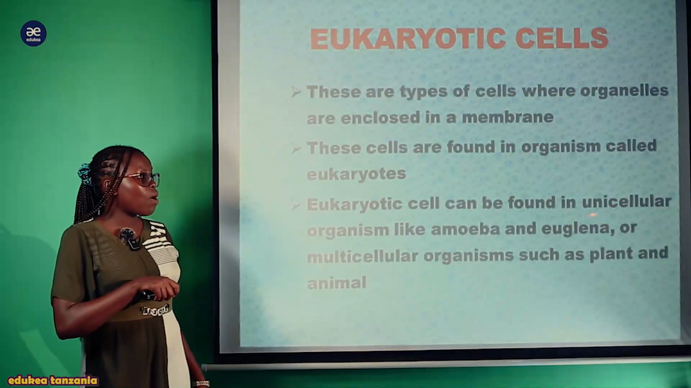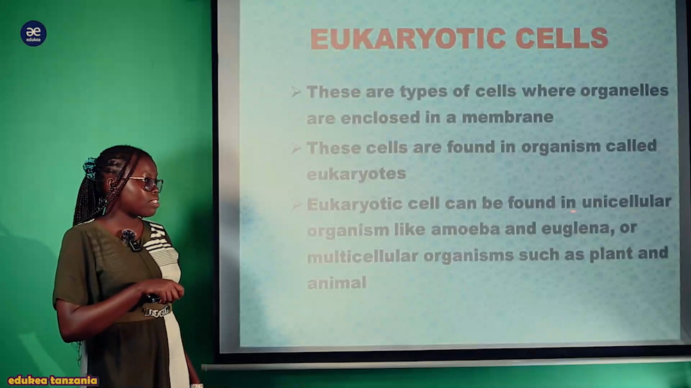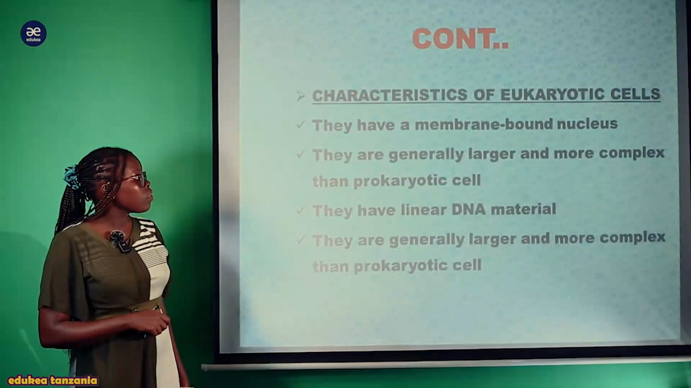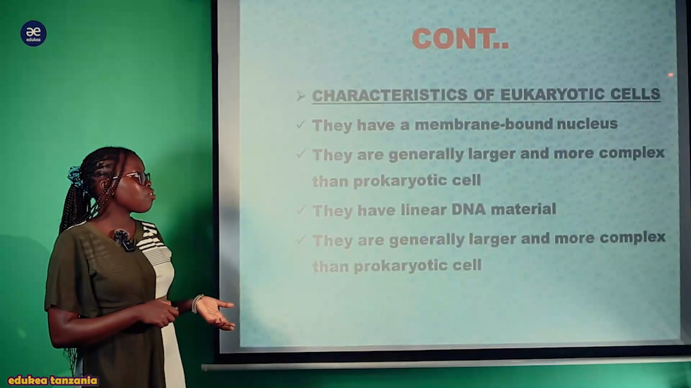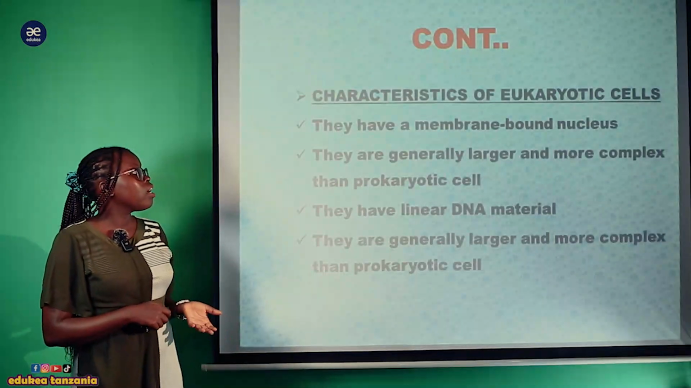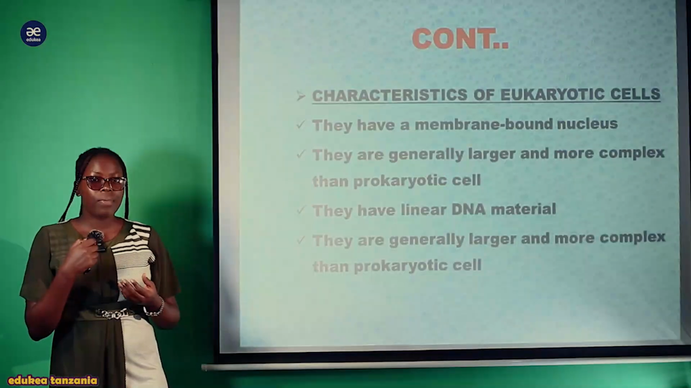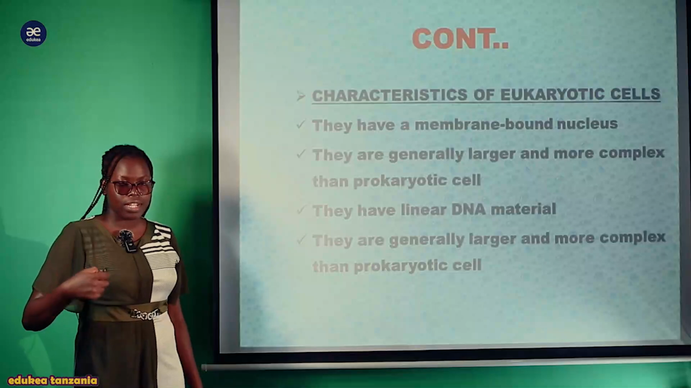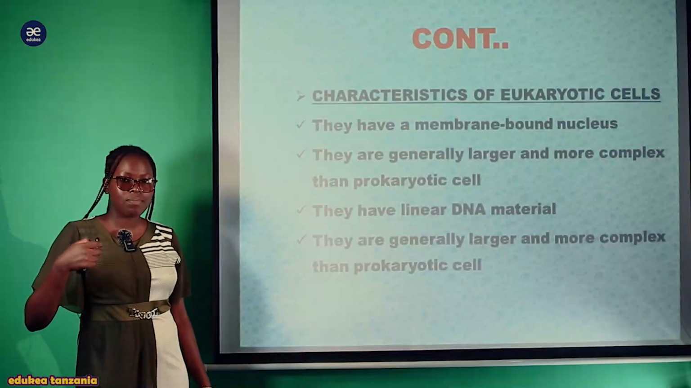Now let us consider the characteristics of eukaryotic cells. They have membrane bound nuclei. Wenyewe wanakuwa wana membrane ambayo imekuwa imefunika ile nucleus, so their nucleus is not naked. For that case, meaning that they have true nuclei. Also, they are generally larger and more complex than prokaryotes. Wenyewe wana size kubwa na ni more complicated.